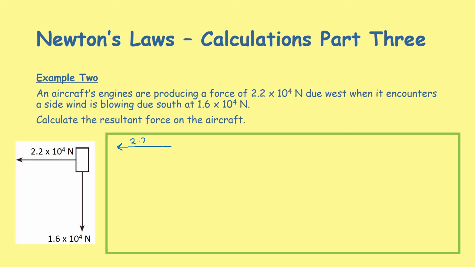So we have the 2.2 times 10 to the 4 newtons pointing west, and then starting at our arrowhead pointing down south, we have 1.6 times 10 to the power of 4 newtons. We can then draw our resultant force on, that's the arrow in red here, and I'm going to label that F. We can calculate the resultant force using Pythagoras.